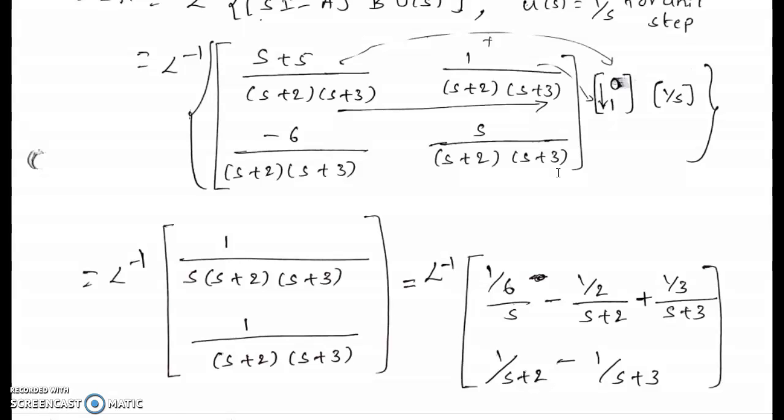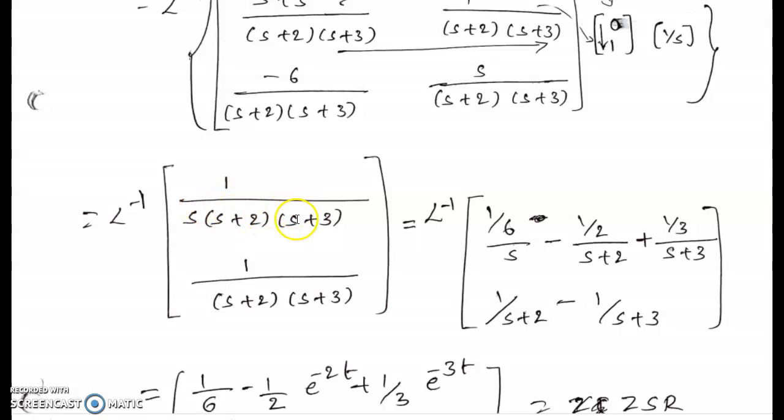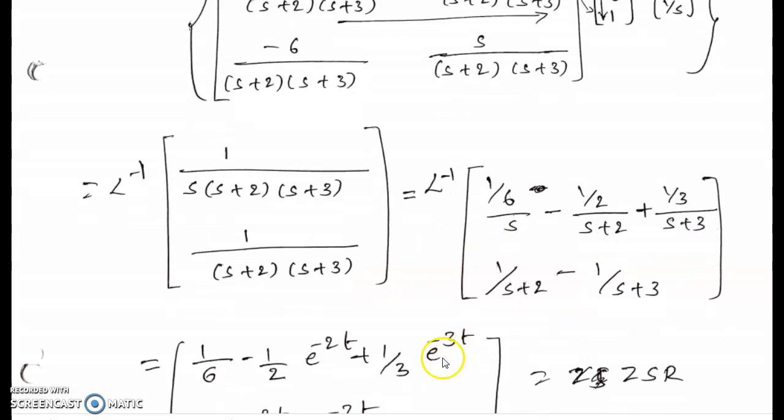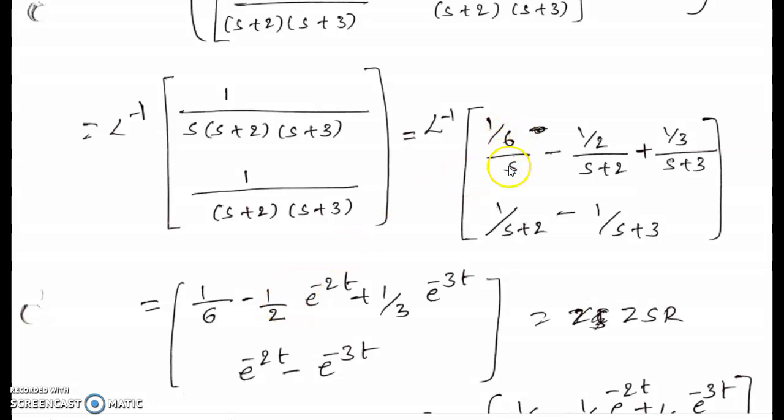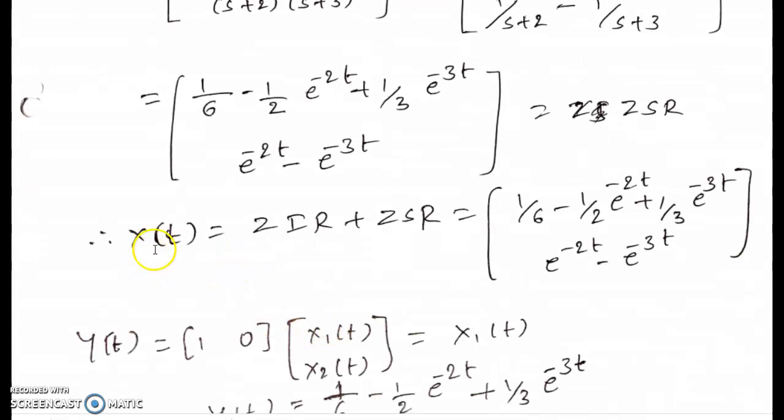Is it getting? Next, take the Laplace inverse of this. Apply partial fractions: for the first term you get the A, B, C values; for the second term you have to apply the partial fraction expansion method, find the A, B values, and then find the Laplace inverse. The inverse of 1 by s is 1. The inverse of 1 divided by (s plus 2) is e raised to minus 2t, and here e raised to minus 3t. This is what the ZSR is.